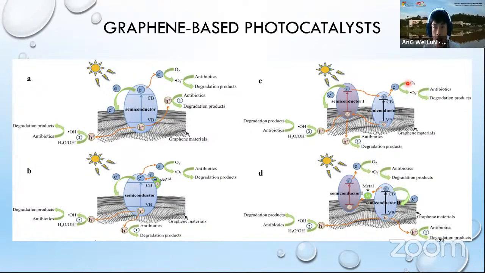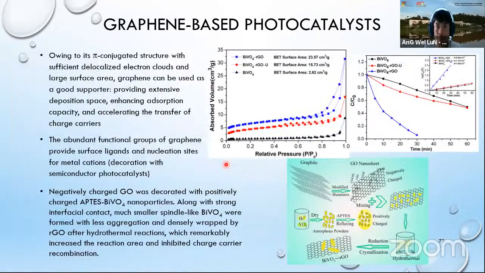So we'll be able to produce the radicals for degradation of the pollutants. And then you can have a metal docked together with the two semiconductors here, decorated on the graphene material. So it shows the versatility of decorating the photocatalyst on the graphene layer.